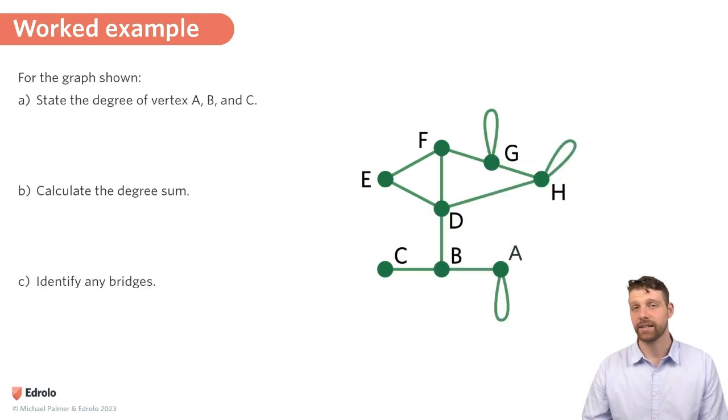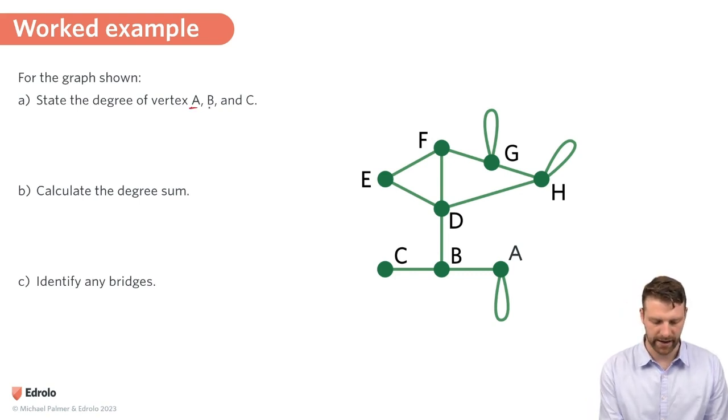Did it. Okay, here's another worked example. We're looking at degrees of vertices here. So for this graph, I need to state the degree of vertex A, B, and C. I need to calculate the degree sum, and I need to identify any bridges. Let's start with part A. So let's find the degree of A, B, and C.